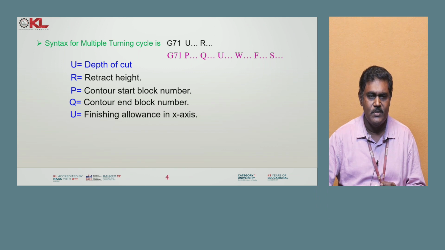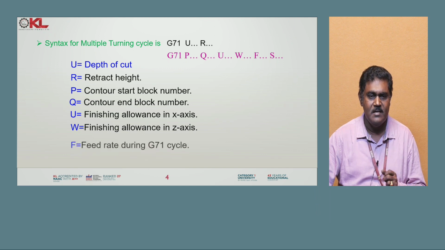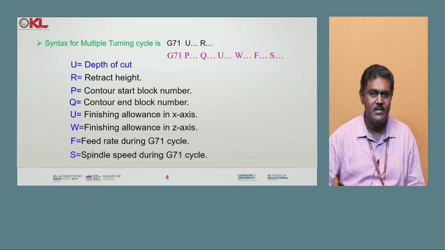U is the finishing allowance in the X axis and W is the finishing allowance in the Z axis, and F is the feed rate during the G71 cycle and S is the spindle speed during the G71 cycle. This is the main syntax we are using to write a multiple turning cycle program.